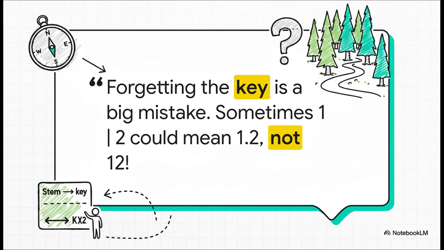And trap number 2, we've talked about it, but it's worth saying again. Forgetting the key on a stem and leaf plot. Oh man, this is so critical. Forgetting the key is like throwing away your map right before you walk into a florist. You're just lost. That one with a 2 leaf, it could mean 12 or it can mean 1.2. The key is the only way you'll know for sure.